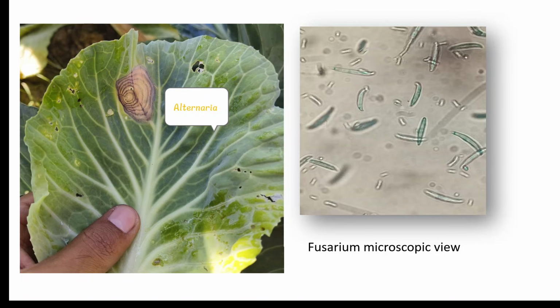Okay, this is the Alternaria, concentric rings in this cauliflower leaf, and this is the microscopic view of Fusarium.